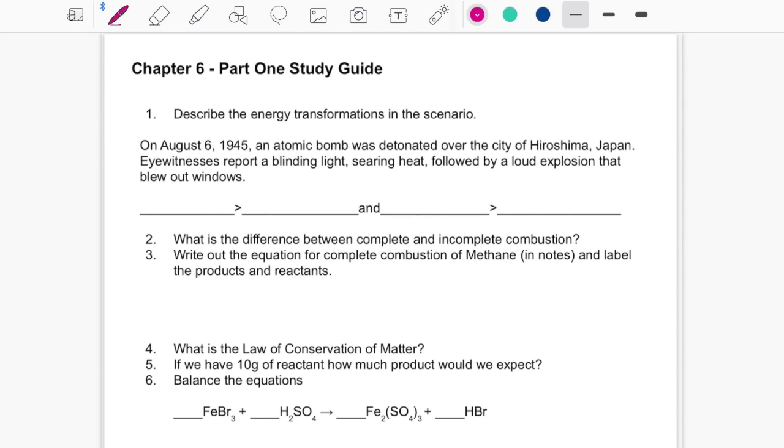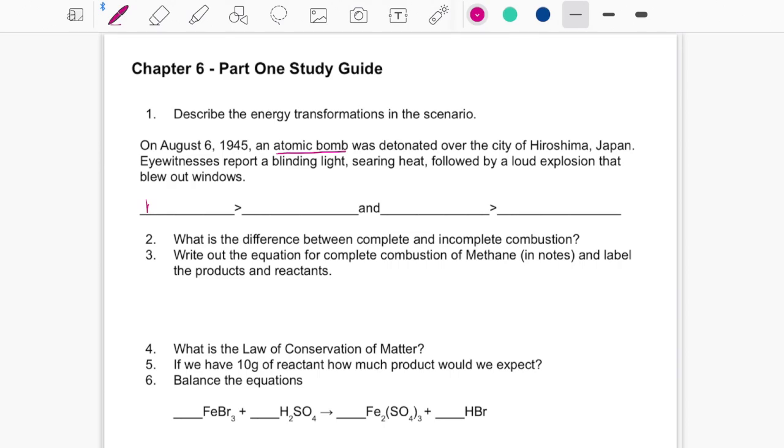So I'm going to be going over the study guide for the part 1 test over chapter 6. Okay, so for the first one, describe the energy transformations in the scenario. On August 6th, 1945, an atomic bomb was detonated over the city of Hiroshima, Japan. Witnesses reported a blinding light, searing heat, followed by a loud explosion that blew out windows. Okay, so the first thing that we started with was the atomic bomb.